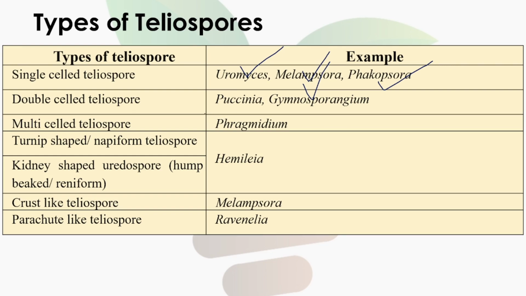Okay, Puccinia. Tell me one disease caused by Puccinia. Wheat rust. Gymnosporangium: cedar apple rust, caused by Gymnosporangium juniperi-virginianae. Phragmidium: rose rust, Phragmidium mucronatum. Hemileia: coffee rust, Hemileia vastatrix. Melampsora: linseed rust. Ravenelia.